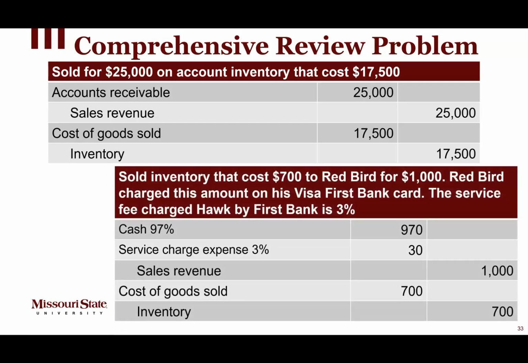Okay. We also sold inventory that cost $700 to Redbird for $1,000. Redbird charged this amount on his Visa First Bank card. The service fee charged Hawk by First Bank is 3%. So basically this says anytime that somebody uses a bank card with us, we have to pay Visa 3% of that sale.